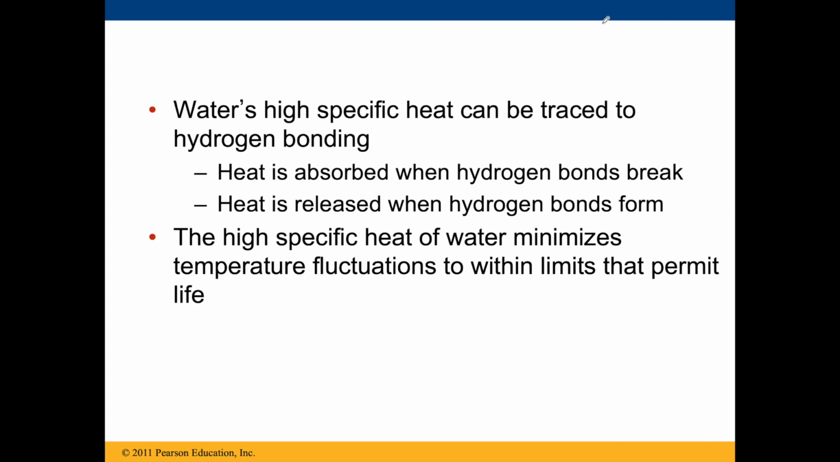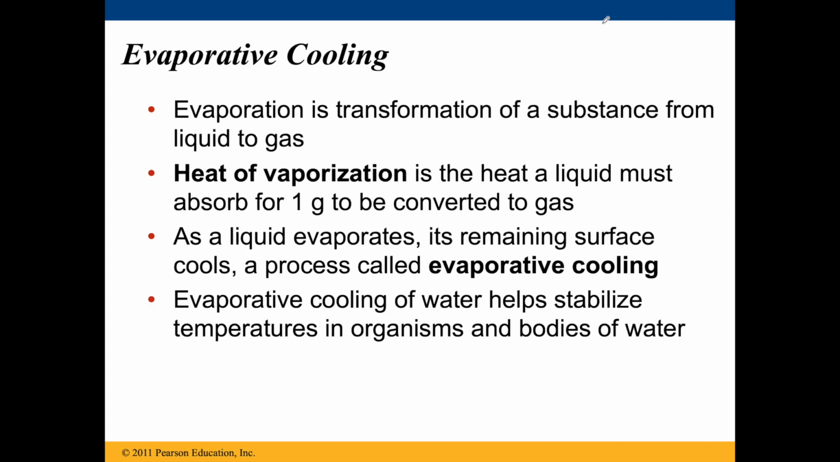Now, a term that's related to specific heat is heat of vaporization. That's the amount of heat that something must absorb before it can turn from its liquid form into its gas form. For example, turn from liquid water into water vapor, the water that's in the air around you right now. It turns out that water also has a very high heat of vaporization. Why? Again, because of all the hydrogen bonds that water forms. But the fact that water has a high heat of vaporization allows organisms like us to more easily live on this planet.